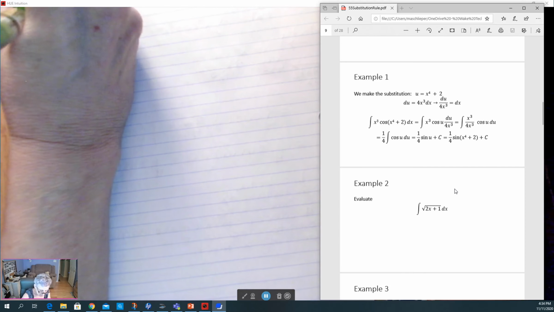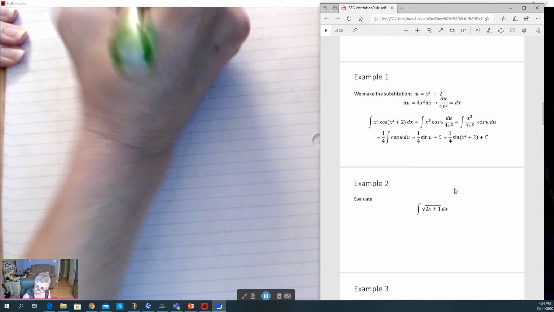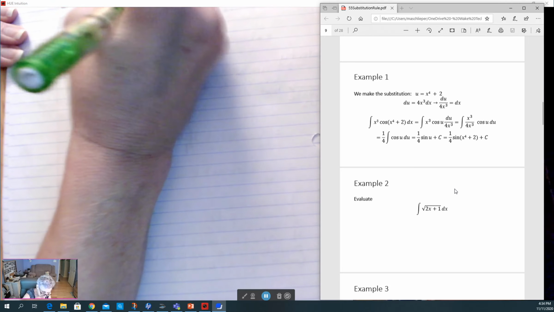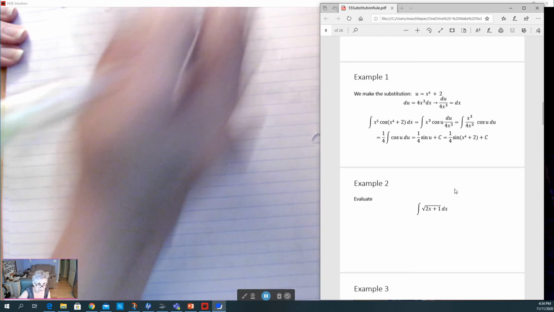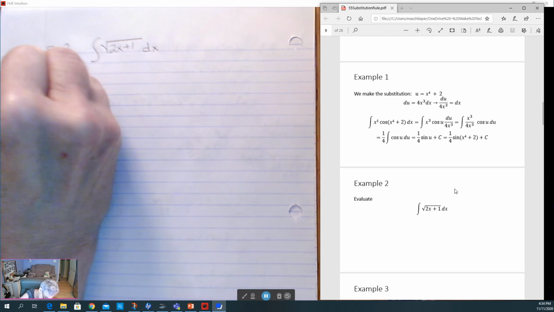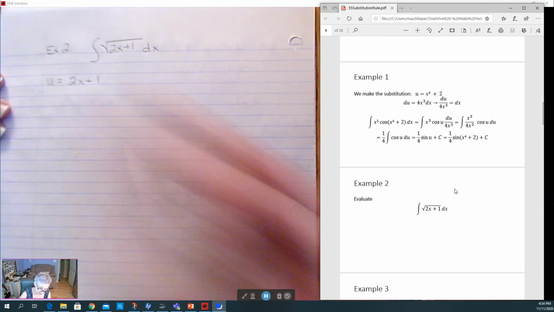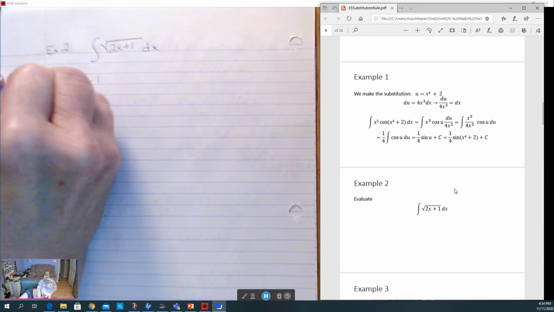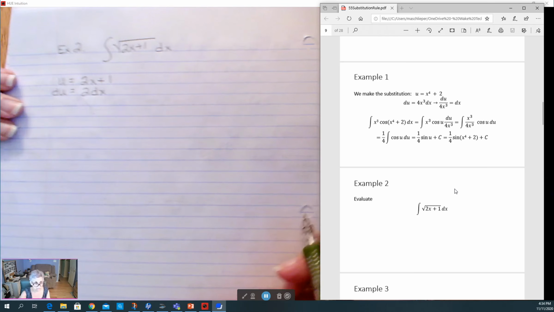So example 2. Integral of square root of 2x plus 1 dx. Now remember, you could write that as 2x plus 1 in a big set of parentheses raised to the 1/2 power. So I'm going to let u be equal to 2x plus 1. Then du is equal to 2 dx.